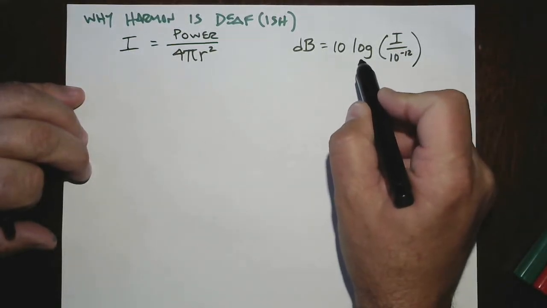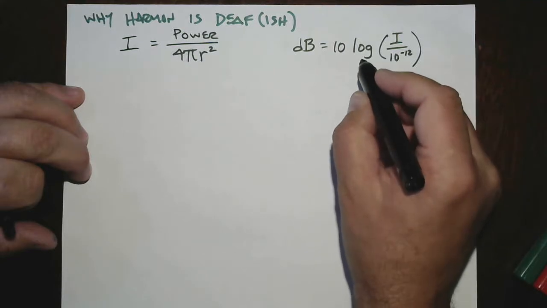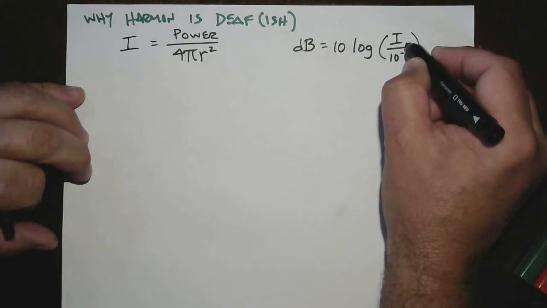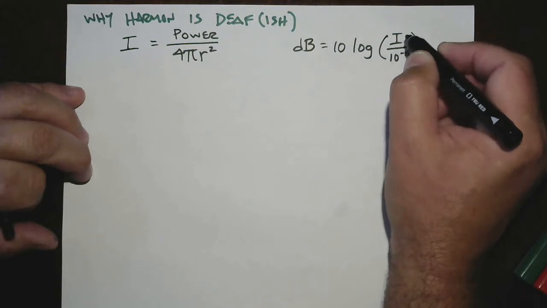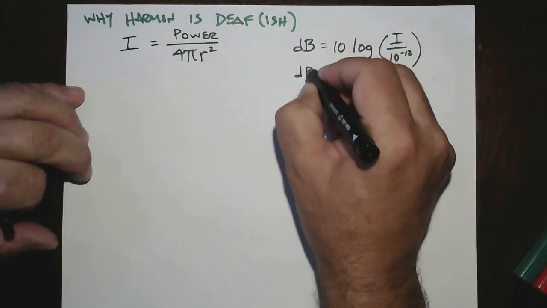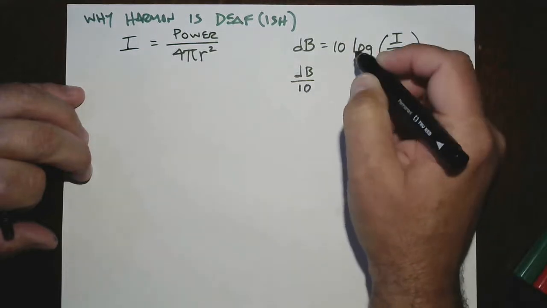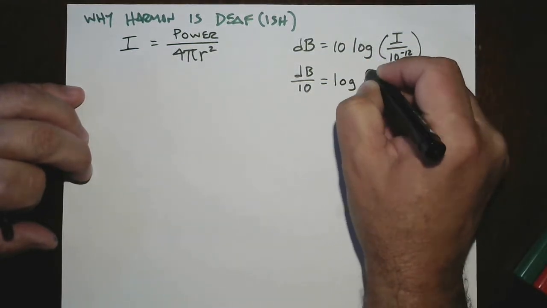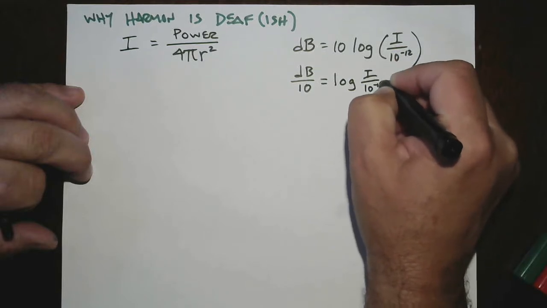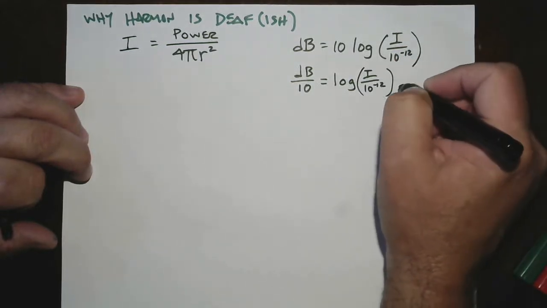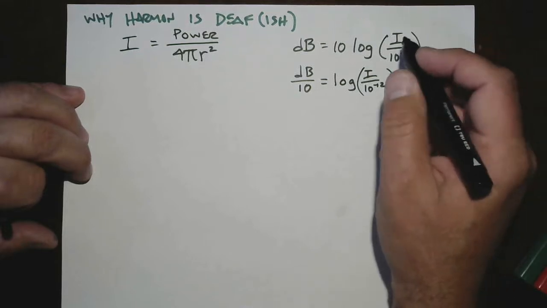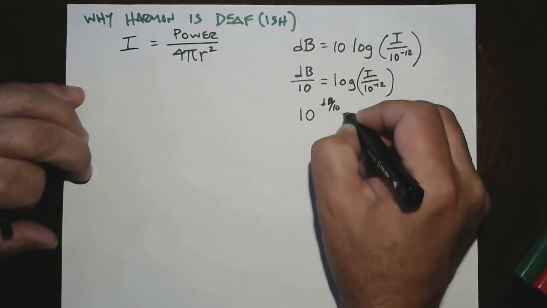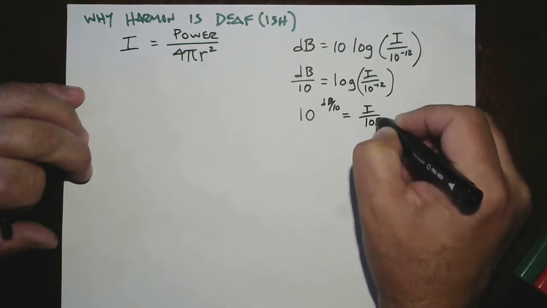So I want to remind you what is log? If we wanted to undo this and get to this intensity, which is hidden inside of this thing, first of all, we could take the number of dBs and divide by 10. That would make it into bels, and that would be equal to log of I over 10 to the minus 12. Now, what is the opposite of log? It turns out that it's 10 to the. So 10 to the power of the decibels divided by 10 equals I over 10 to the minus 12.